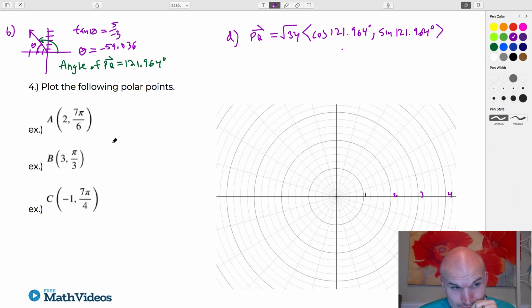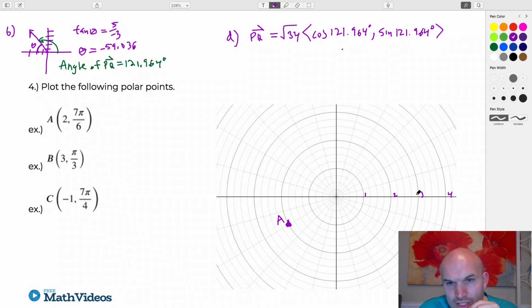So for A, remember a polar point, guys, is going to be r and theta. A represents the second radius, so that's going to be this ring right here. And then it's going to be at the angle 7 pi over 6. Well, 7 pi over 6 is in the third quadrant. That's pi over 6 over, and that's going to be around there. So there is point A. The next one is B, which is now going to be on the third ring. So that's going to be right around here.